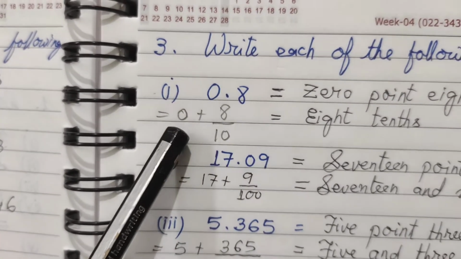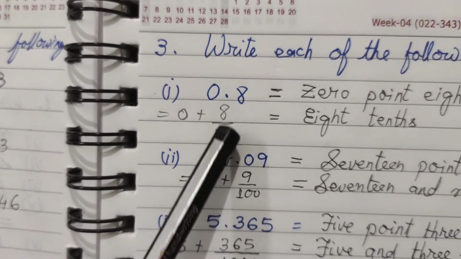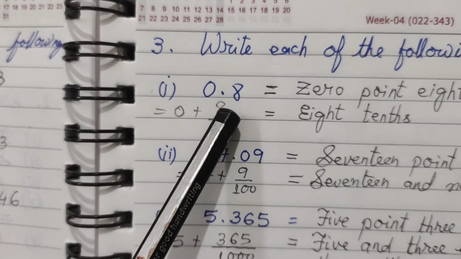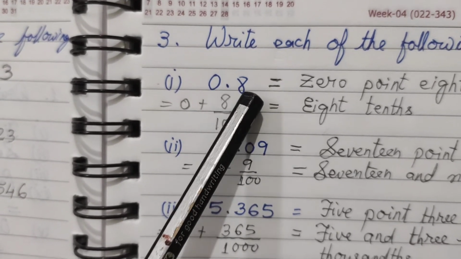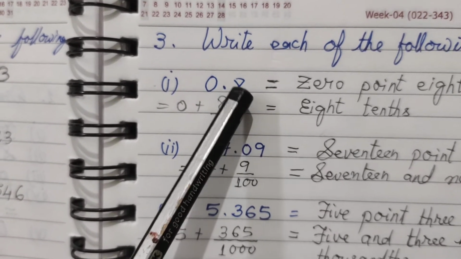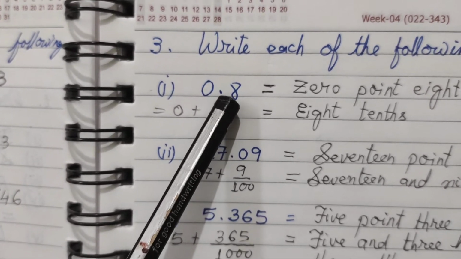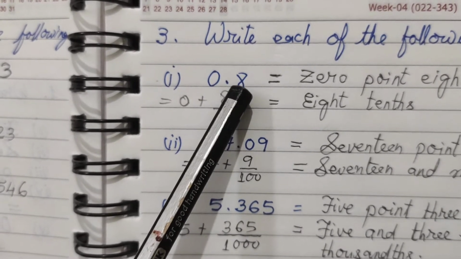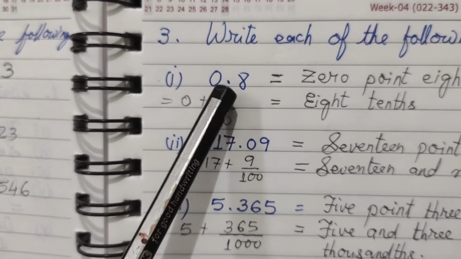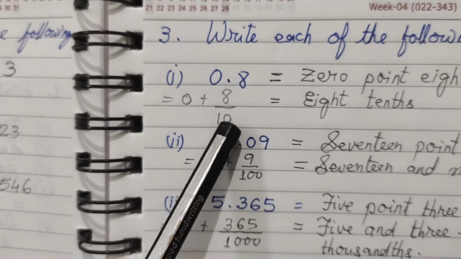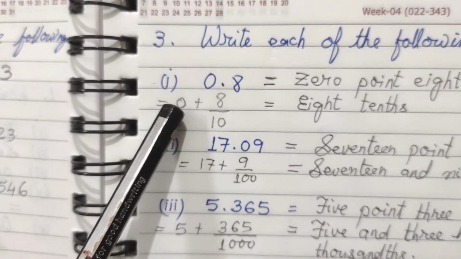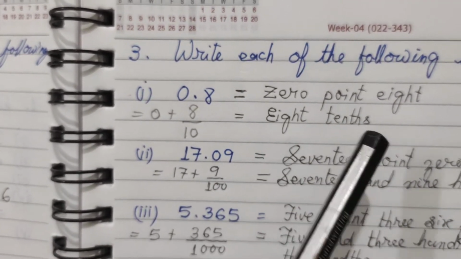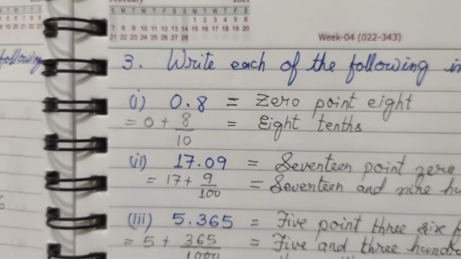See, 0.8 means 0 and 8/10. Now how did we get 8/10? Write 8. 8 will be our numerator. After the point, whatever number is there will be in the numerator. The point is our 1. And after the point, how many digits are there? That many zeros. So after the point 1 digit, so 1 0 will be there. So this is actually 0 and 8/10, but 0 has no value, so I just wrote 8/10. I hope you understood.